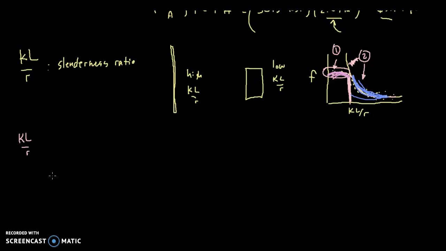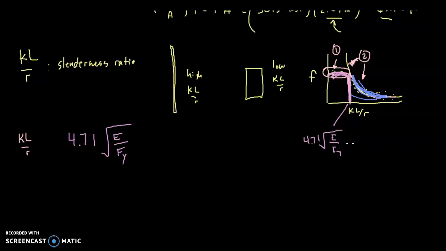So the value we compare it to is 4.71 times the square root of E over F sub y. That's basically the cutoff point right here that divides the two areas. So this is 4.71 times the square root of E over F sub y.